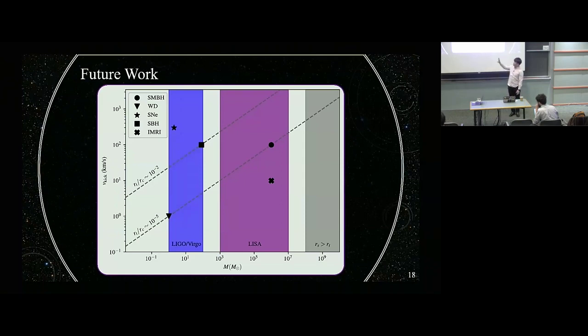And so you have supermassive black hole recoil, white dwarf natal kick, supernova kicks, stellar mass black hole recoil, and intermediate mass ratio inspirals. You can start to populate this interesting parameter space here. And so it's a dynamically very rich and interesting field.